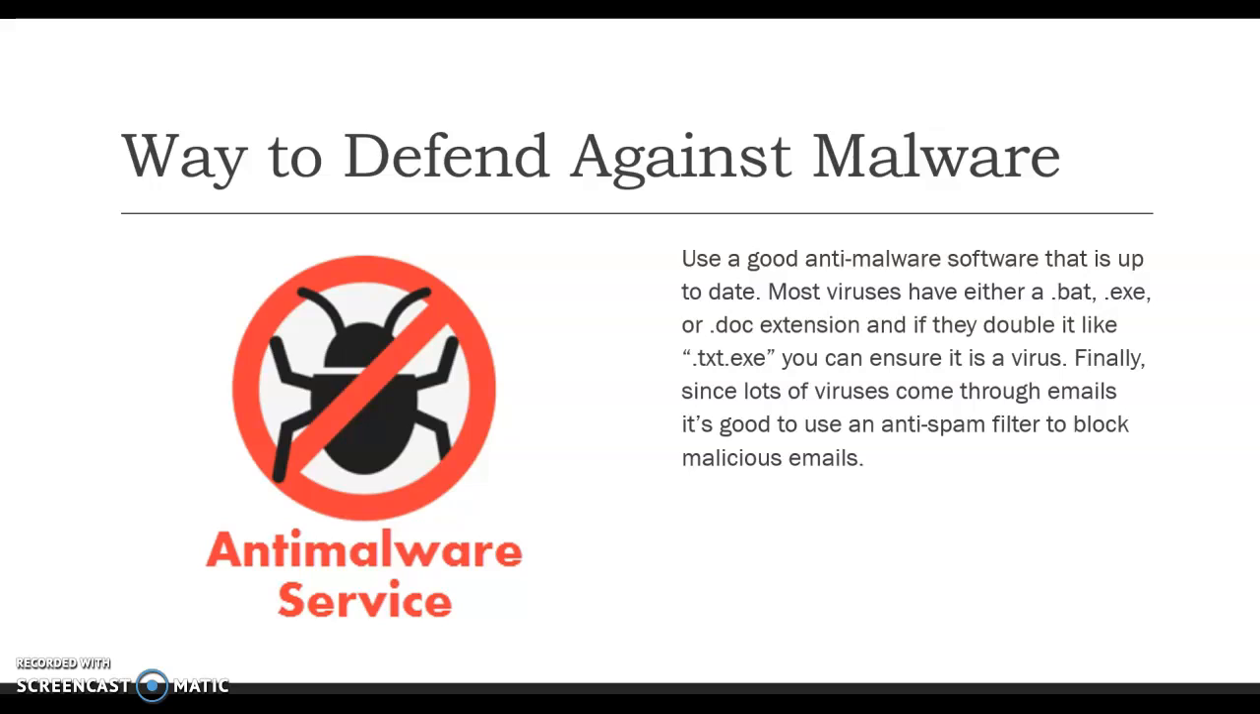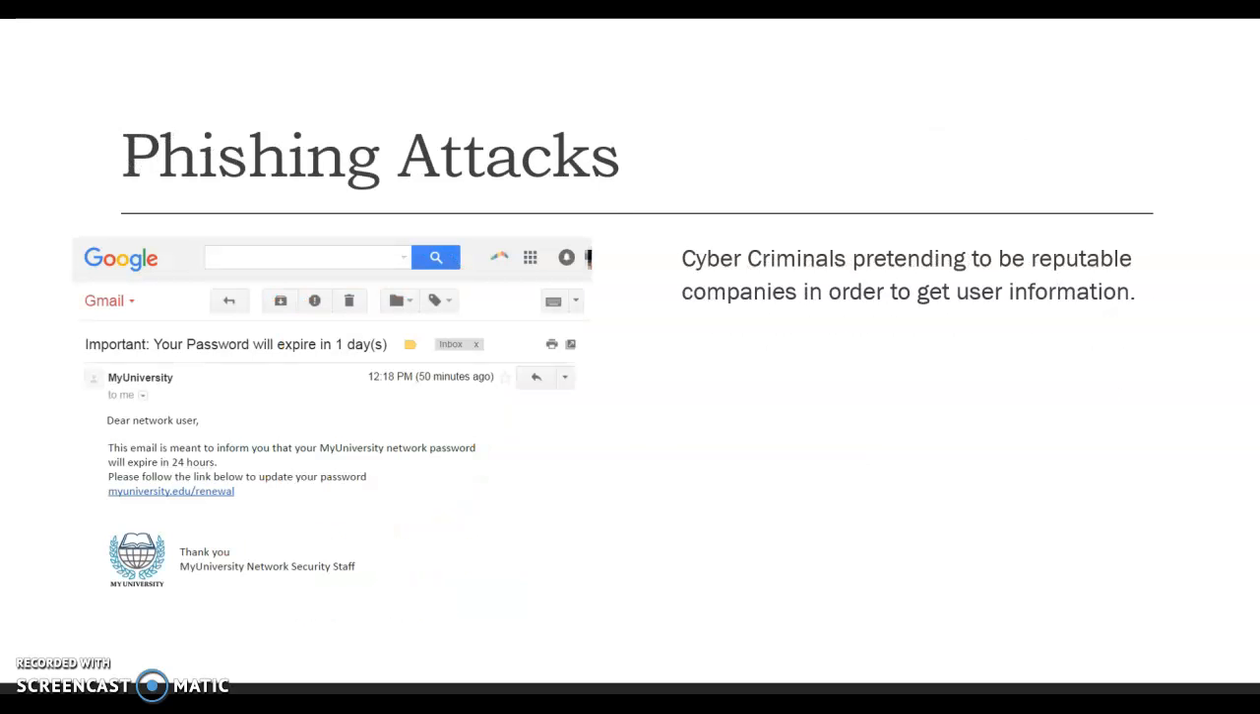A way to defend against malware is a good anti-malware system. Windows already has Windows Defender installed, so you could use that. Most viruses have either a .bat, .exe, or .doc extension, and if they double it, like .text.exe, you can be sure it's a virus since they're trying to be stealthy. Finally, since lots of viruses come through emails, it's good to set up an anti-spam filter.